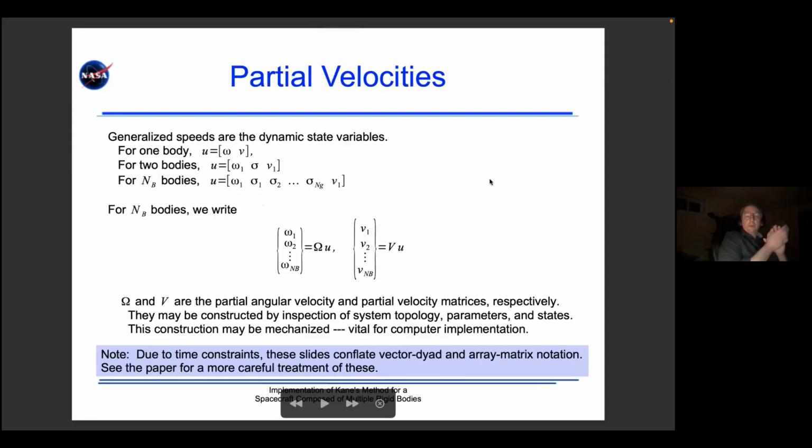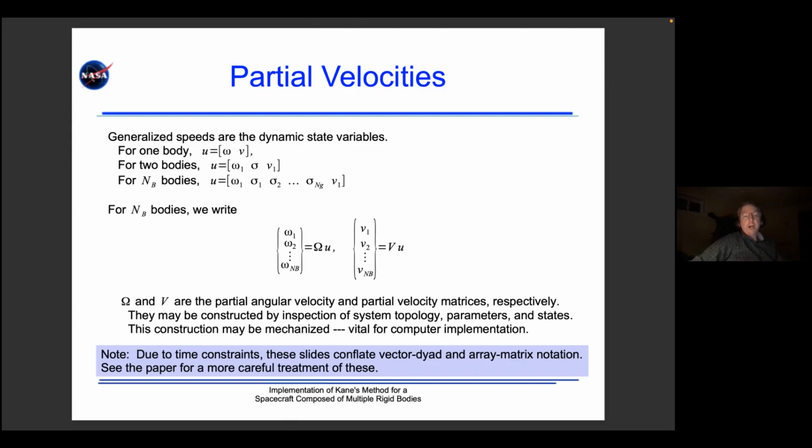So let's talk about the partial velocities. The first thing we do is we talk about generalized speeds. These are our dynamic states. For one body, I'm just going to say I've got an angular velocity vector and a linear velocity vector, the velocity of the mass center of the body, and the angular velocity of the body. I'm going to put those together, and I'm going to call that vector u. So there are going to be 6 elements in u, and u are going to be my generalized speeds.